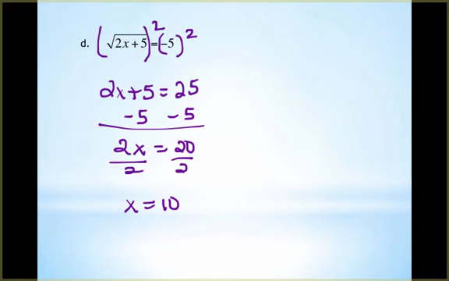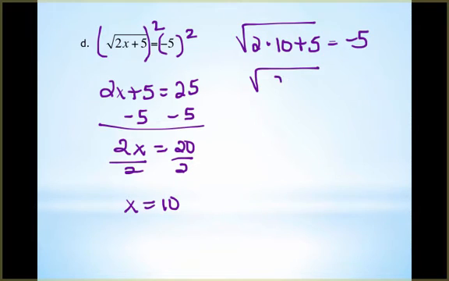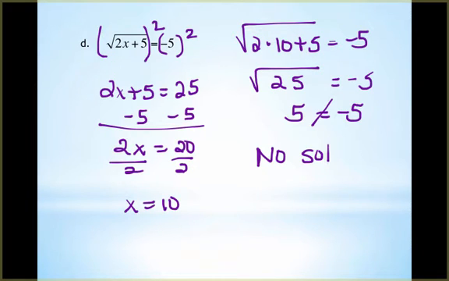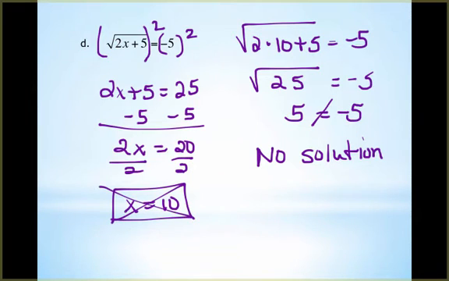So now I want to check that answer, and I would have the square root of 2 times 10 plus 5 equals negative 5. But that's the square root of 25, and the square root of 25 is 5. But 5 does not equal negative 5. So what that tells me is there is no solution to this, because the only answer that could have worked was 10, and it doesn't work because it didn't make the equation true. So this would be no solution, or we could say it was the empty set.